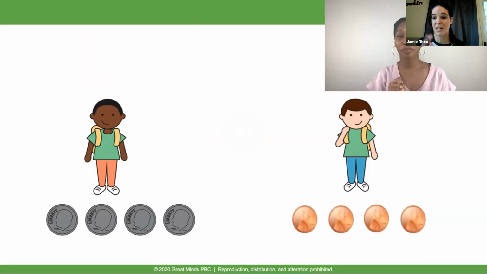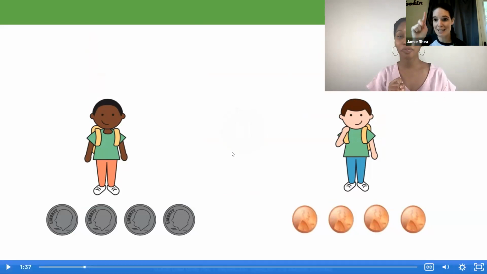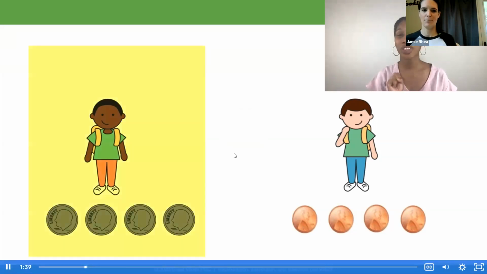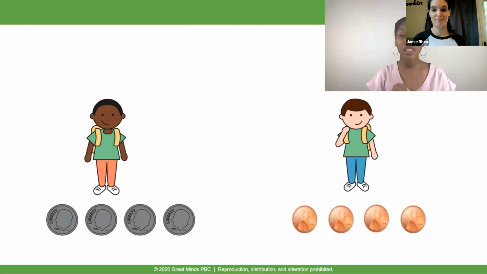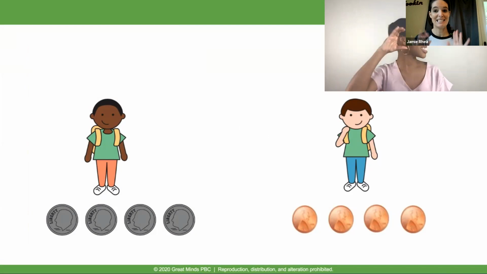Okay, so if I have 4 pennies, that's 1, 2, 3, 4 cents. That's the value of 4 pennies. Just like a 10 stick, the value is 10 ones. Okay. Let's start with Jackson. Jackson has dimes. I know that a dime is worth 10 cents. How much is a dime worth? 10 cents.